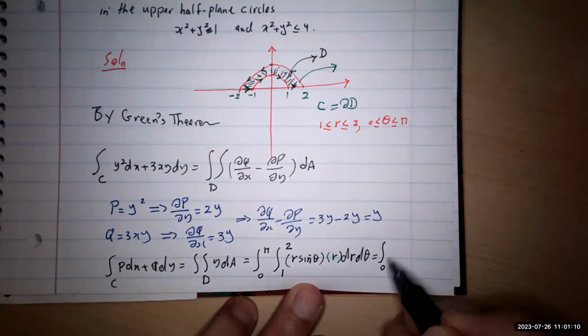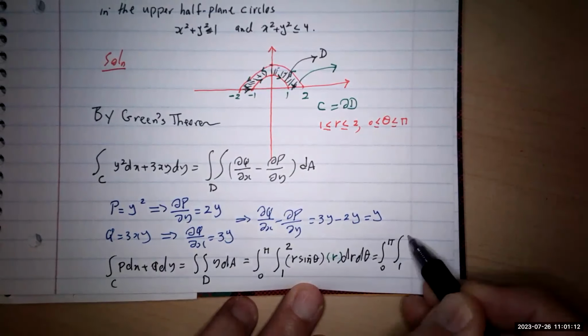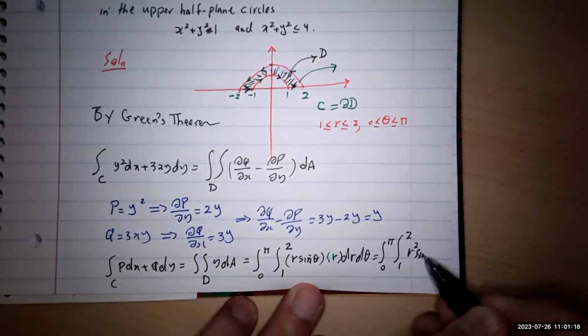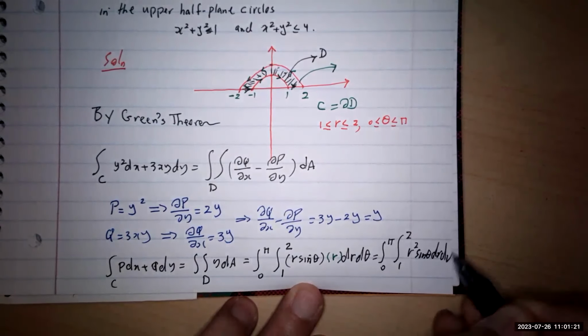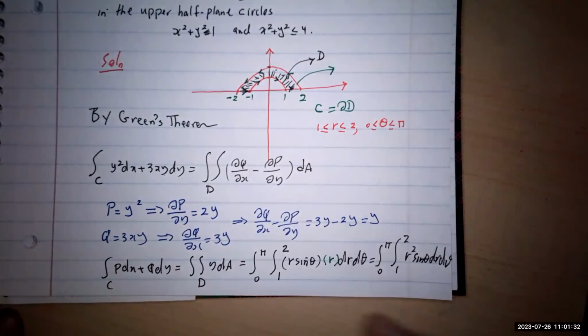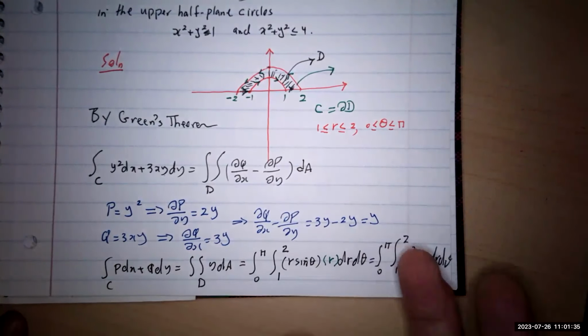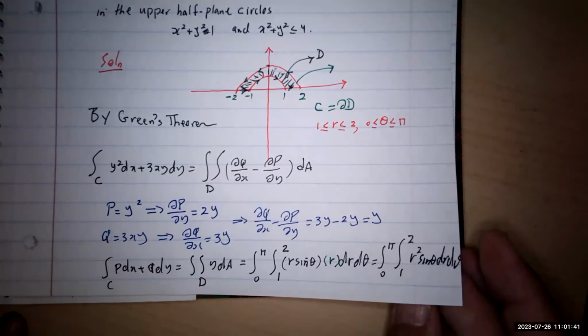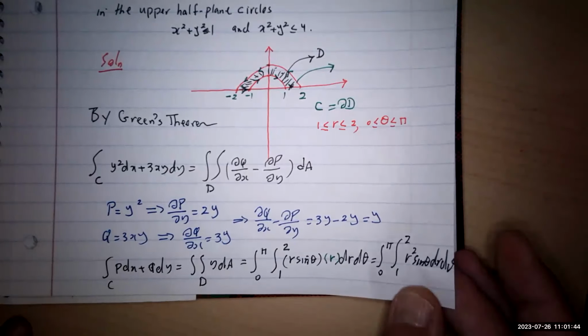So this is going to be the integral from 0 to π, 1 to 2, of r² sin θ dr dθ. You integrate r², which gives you r³/3, then you evaluate it from 1 to 2. Any question? Don't miss that extra r, and automatically you know that you have to change it into polar coordinates because of the shape of the domain. So I integrate r², which is r³/3, and we continue.